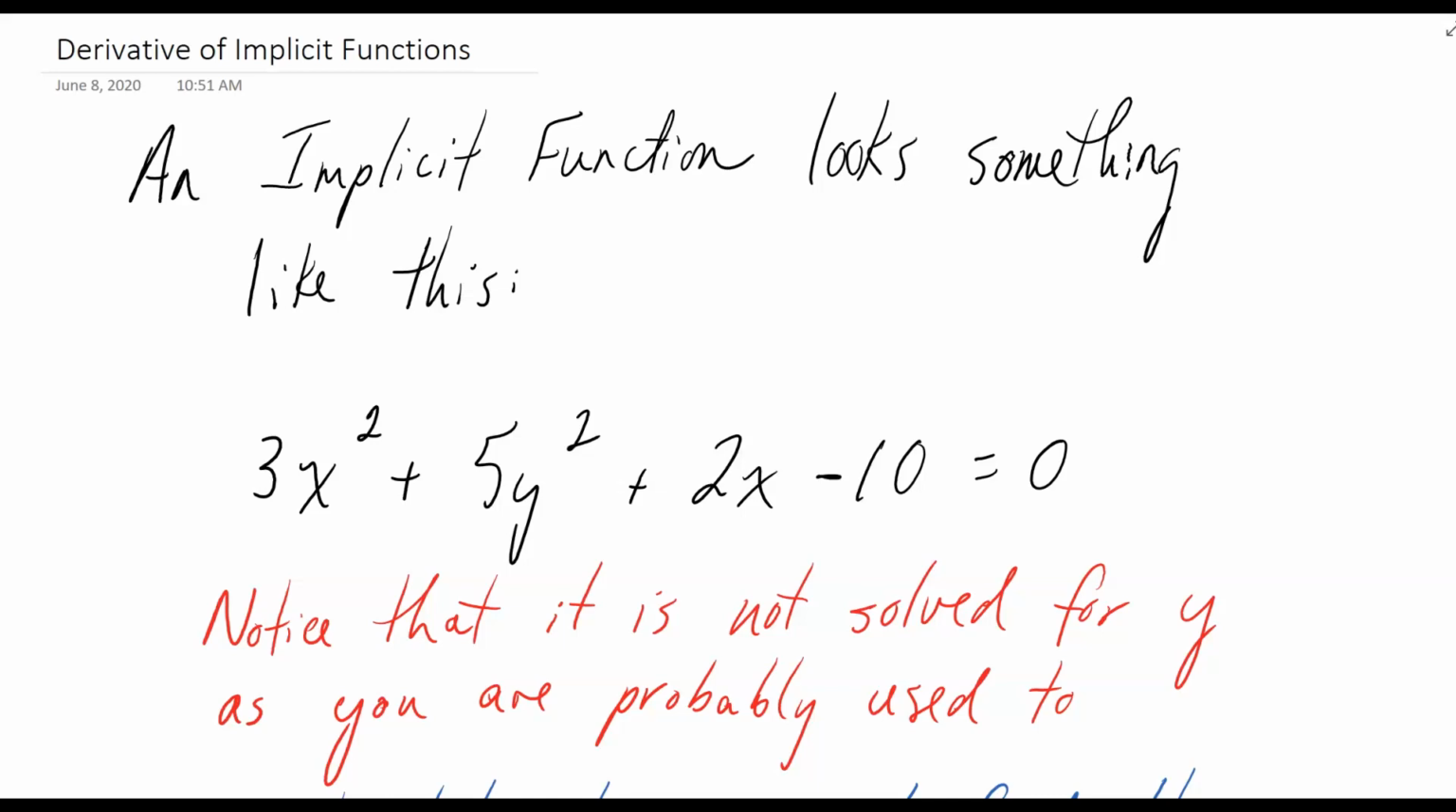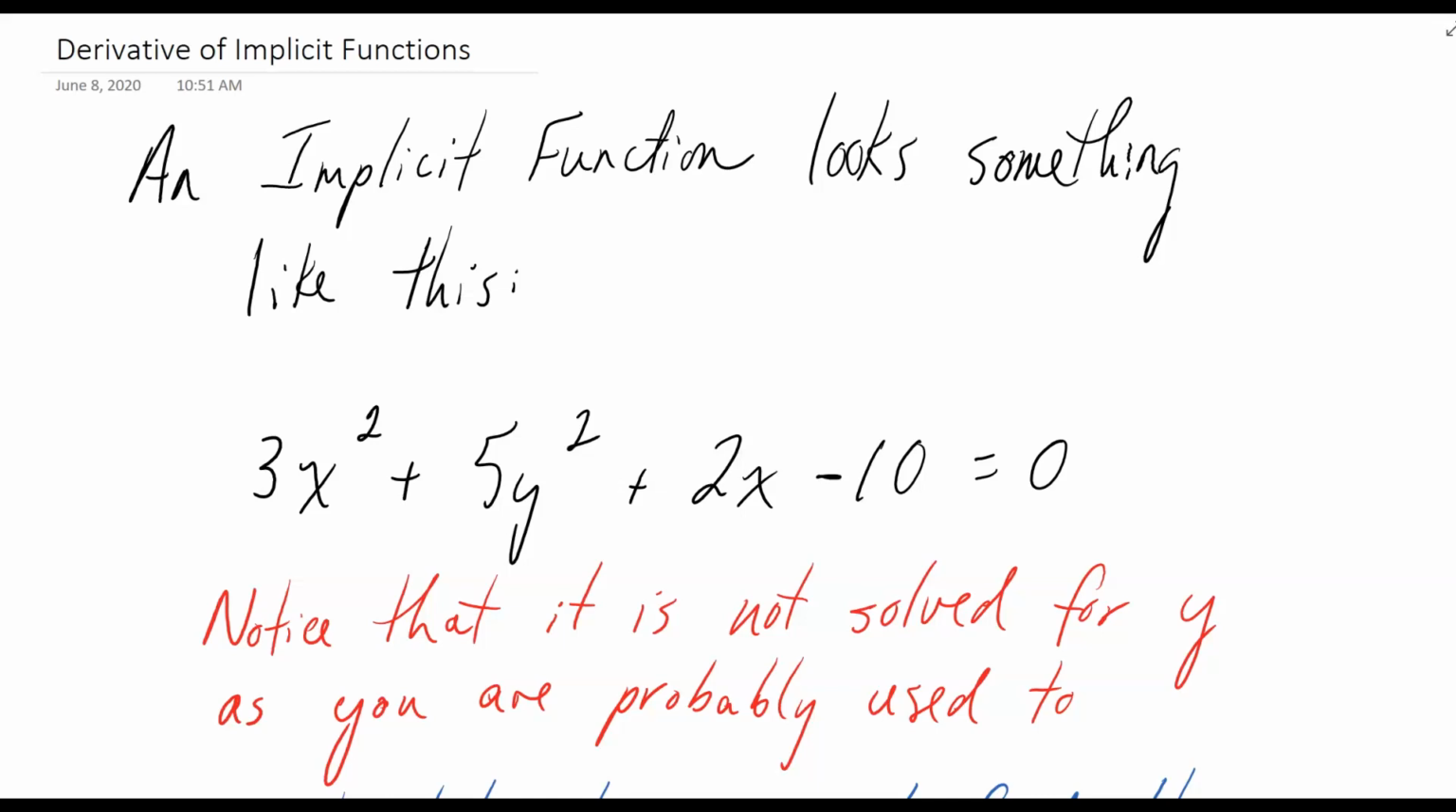In this video, we're going to take a look at finding the derivative of an implicit function. And an implicit function will look something like this: 3x squared plus 5y squared plus 2x minus 10 equals 0. And it doesn't have to be an equals 0 on that side. We could have other terms involving x and y over there as well.